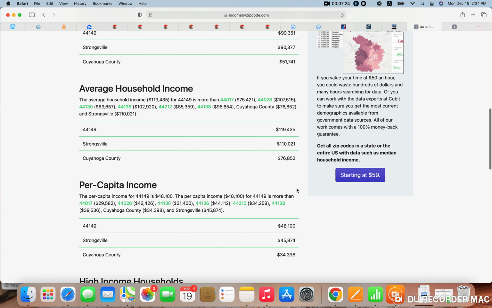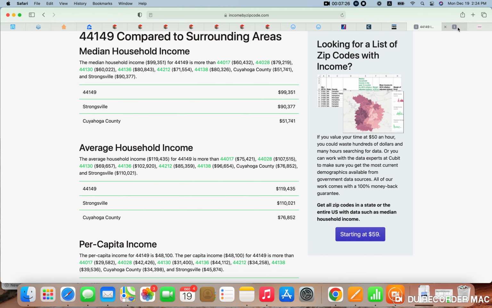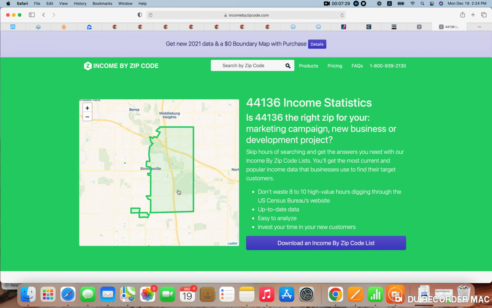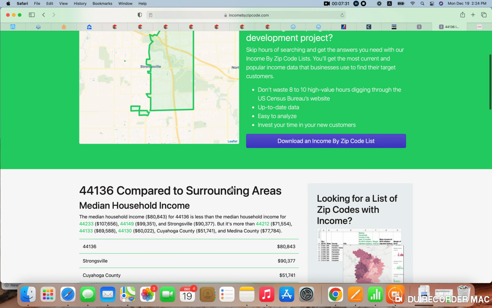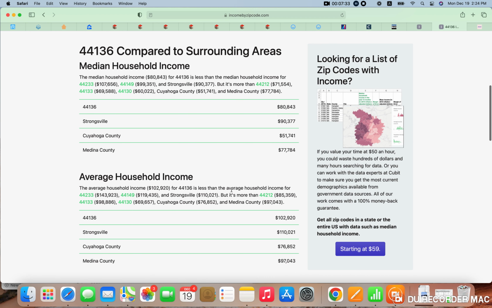So comparing those numbers to the east side of Strongsville, which is 44136 right here, you could see that the median household income here is showing to be $81,000. And that's where I thought it was a little odd. And that's why I said, these numbers I can't really vouch for. I could vouch for the MLS numbers. But yeah, these numbers, apparently they're accurate, but this is only the information that I'm relaying to you.